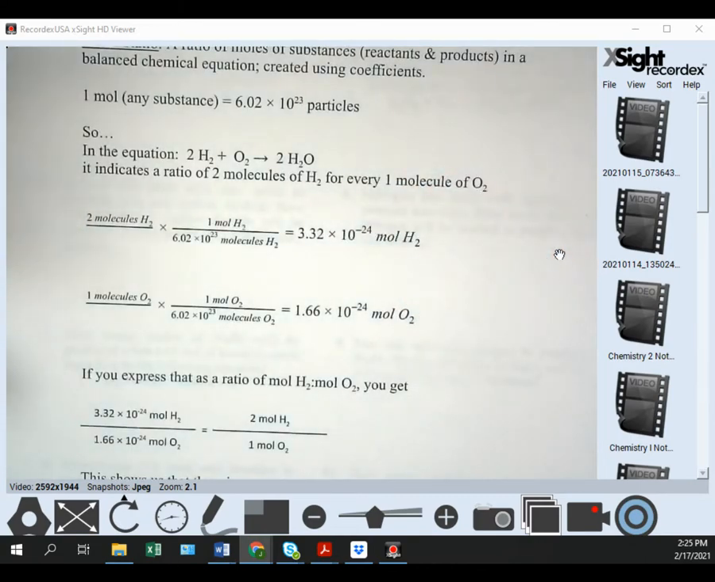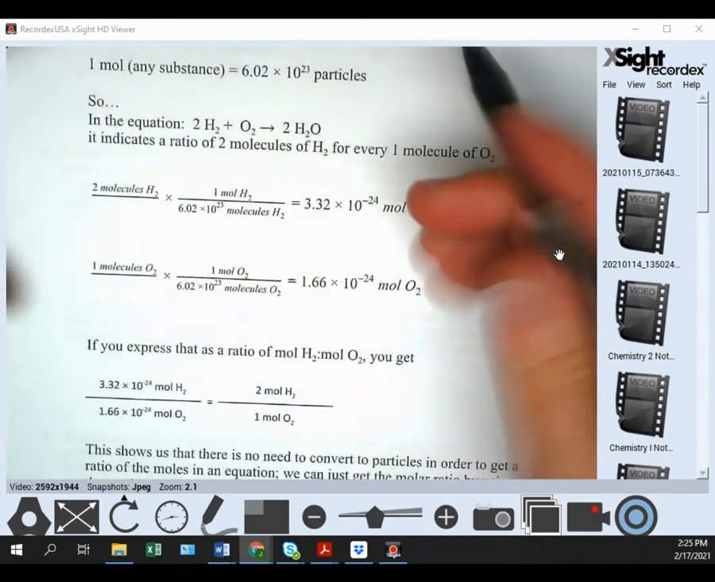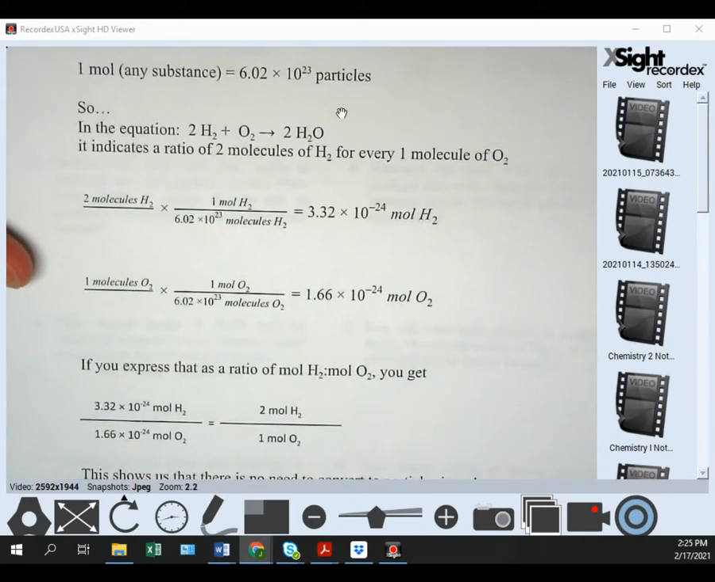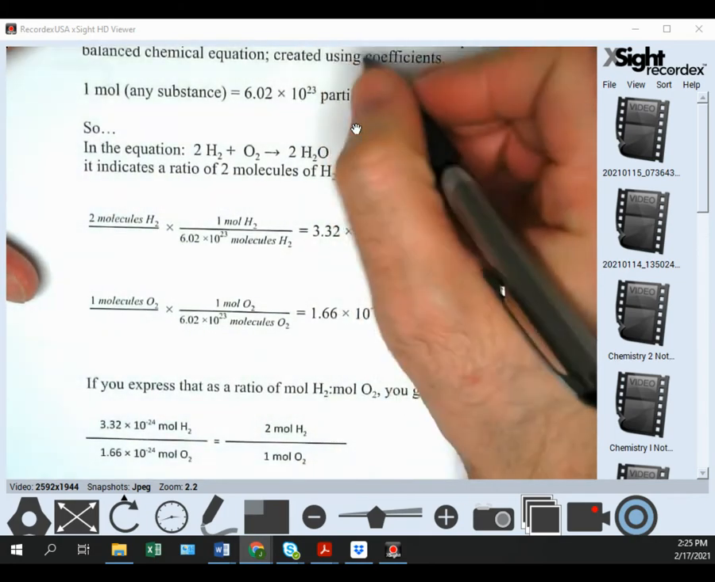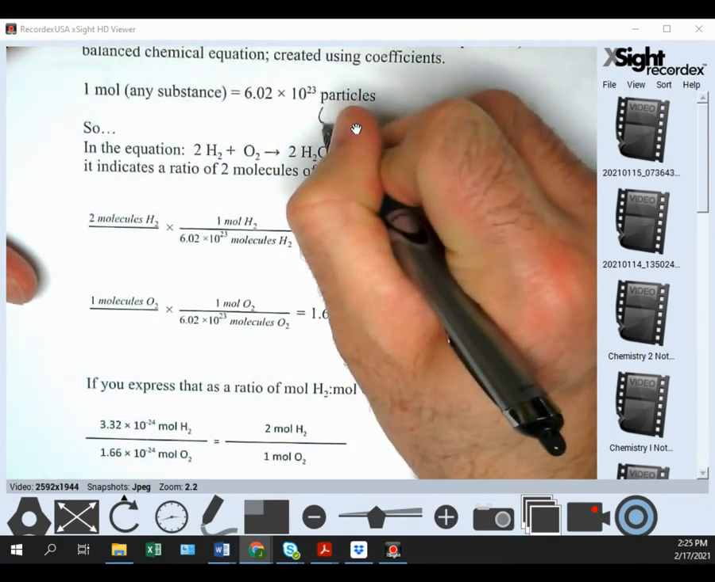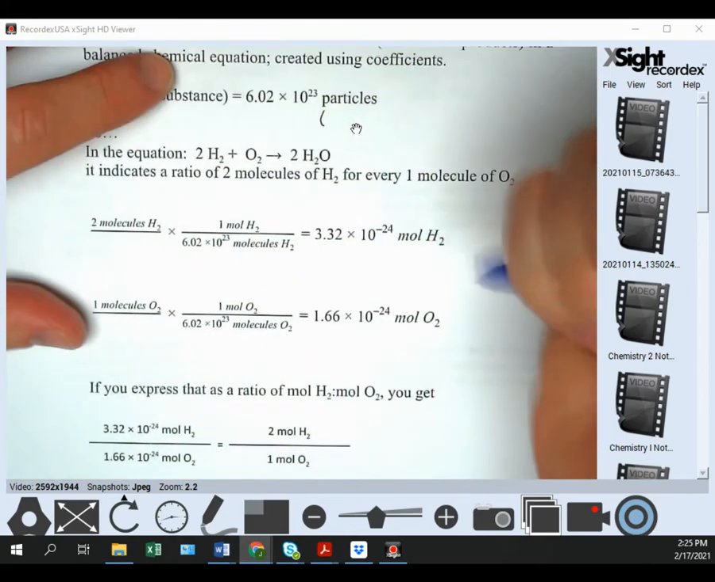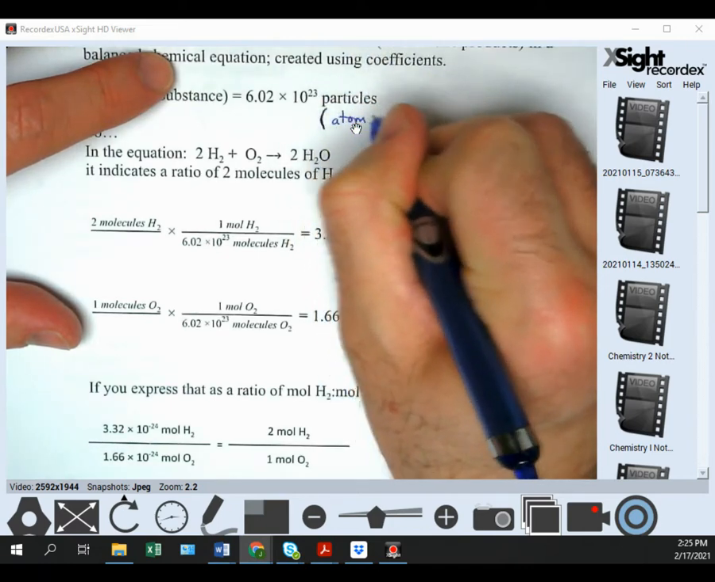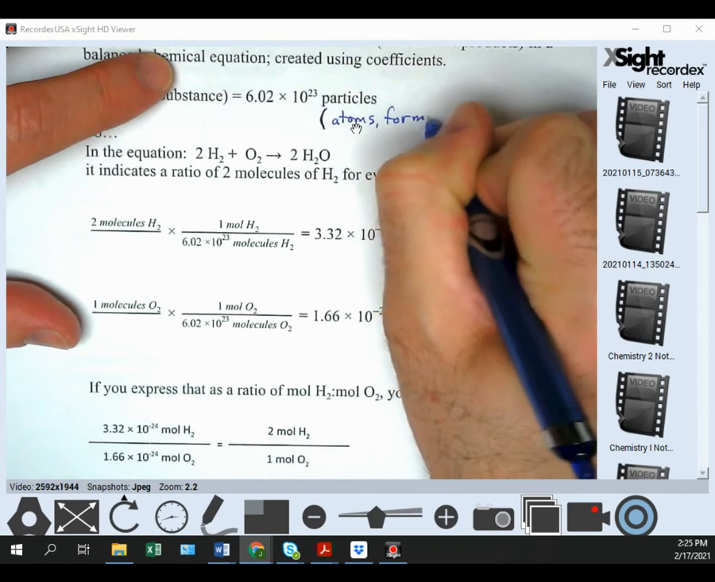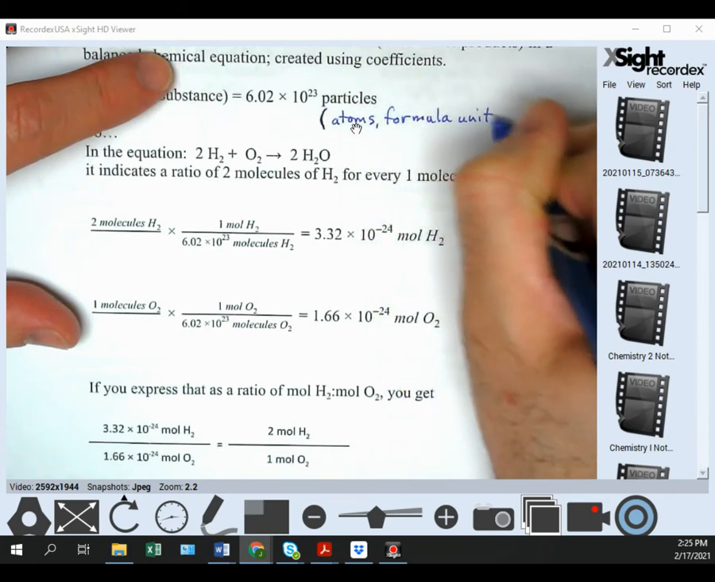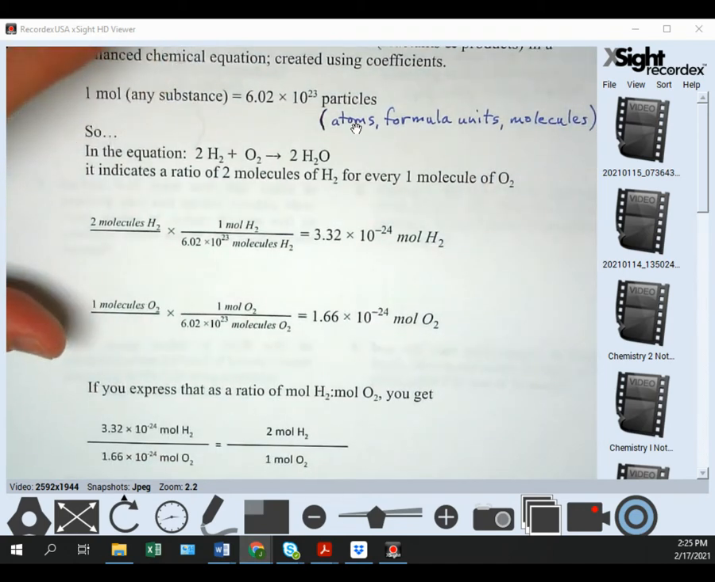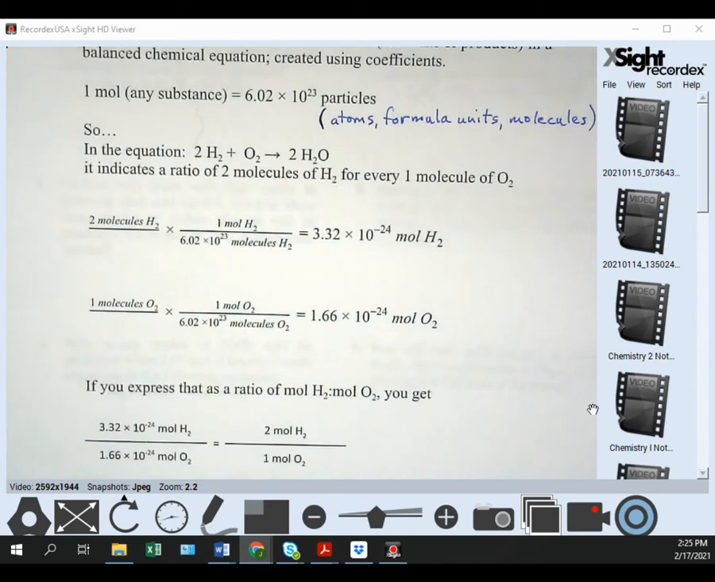This is more taking some of the stuff from last unit and using it together. So you'll see a lot of familiar things in here, like this. 1 mole of any substance equals 6.02 times 10 to the 23rd particles. So remember, the particle label, that's the category, right? It could be atoms, formula units, or molecules for the label. So we already know that.